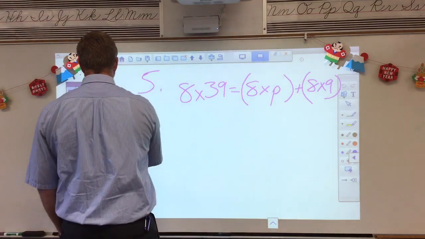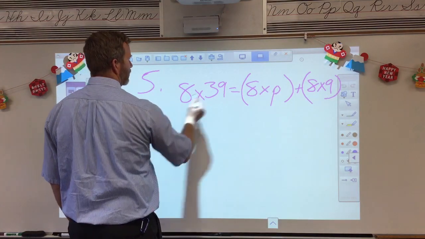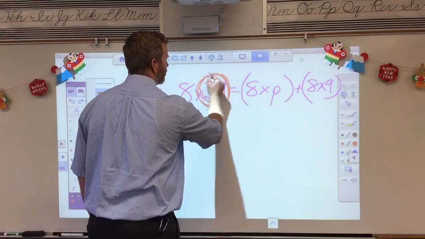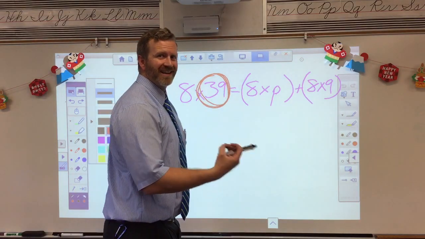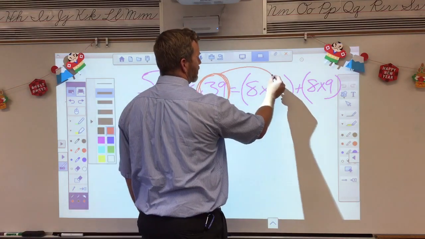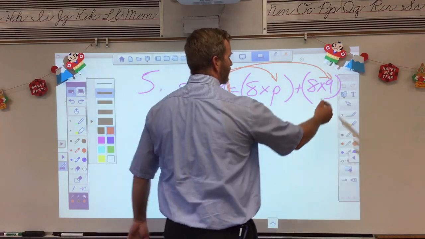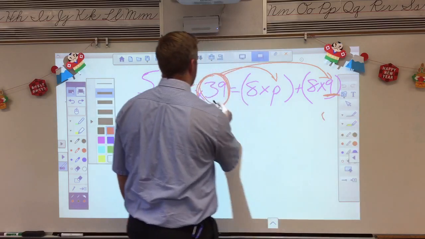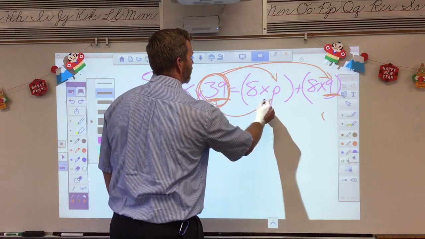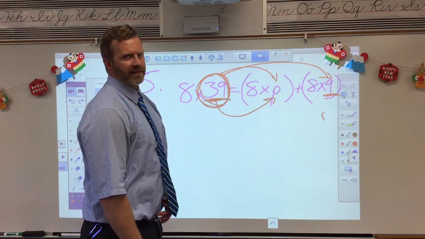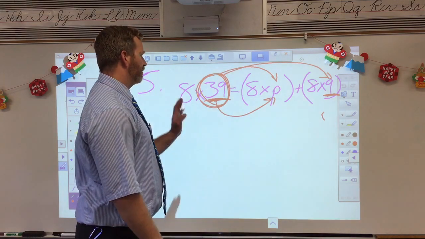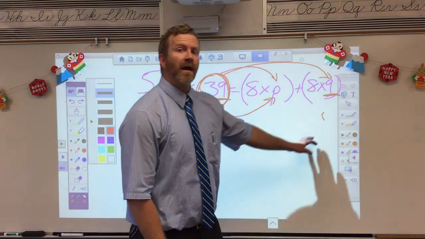All we're doing is we're taking the number 39 and we have distributed that number out to this spot and this spot. So if I've already got 9 of it over here, what is left to go into the area where P is? So think about 39 minus 9.